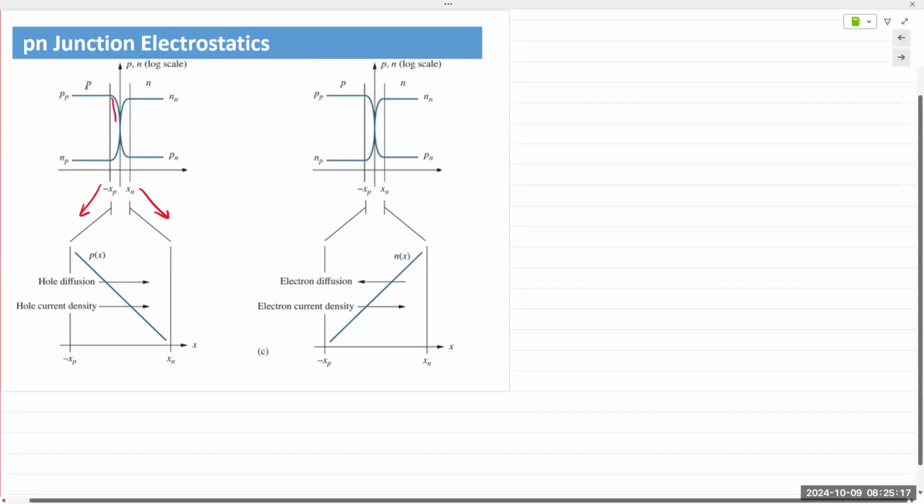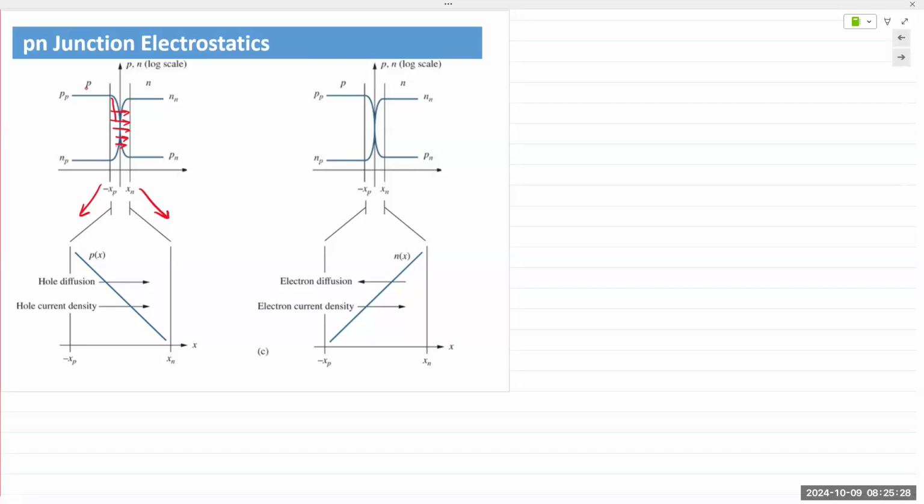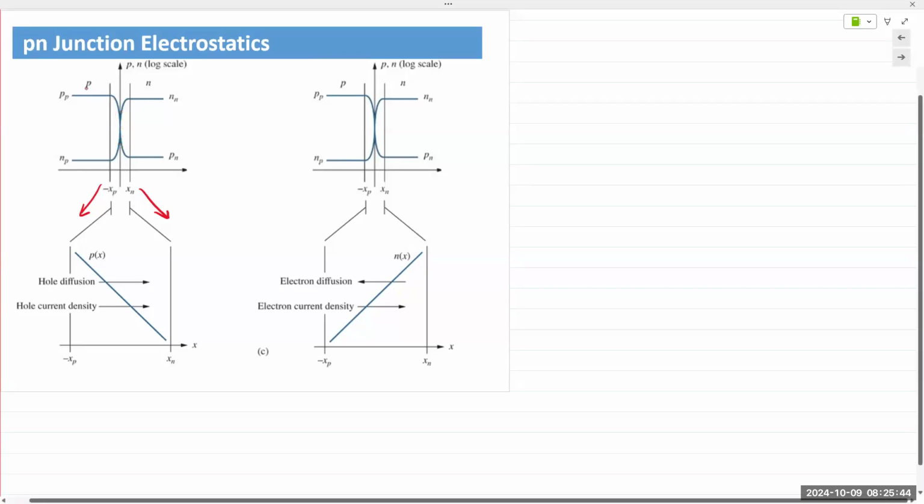these holes right here try to diffuse through the junction, try to cross over to the other side in an attempt to create a uniform concentration. Uniform concentration of holes throughout the semiconductor, which doesn't, of course, happen. And we'll see that in the next couple of slides. But that is what is happening. You have an imbalance of concentration, and so the holes are diffusing towards the N side. This is the P side. This is the N side.